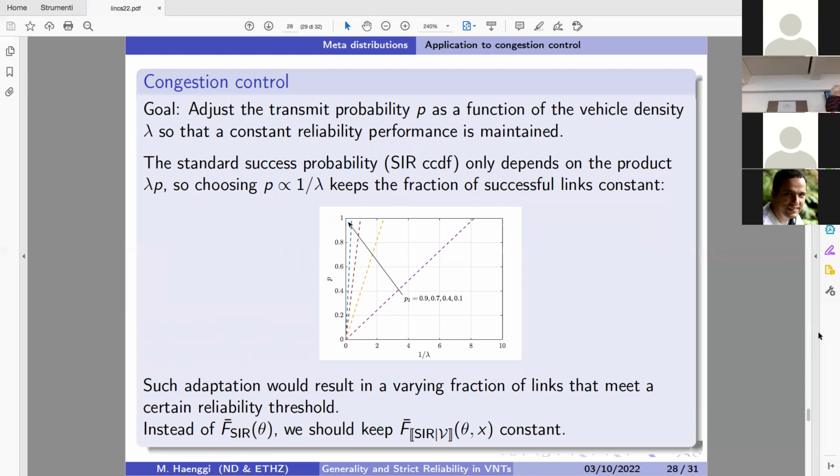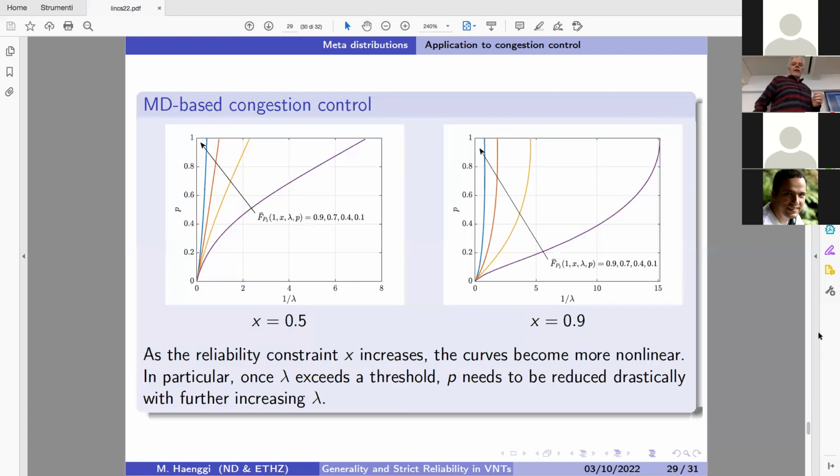So we want to have 0.9 in the overall success probability. Then we choose, for example, if we have the density 1/4, we choose a transmit probability of 50% and we follow this line. But that means if we do this, we are changing the fraction of links that achieve a certain reliability. So instead of looking at this, we should look at the meta distribution, so that we can maintain, say, 95% of the vehicles achieving a certain high reliability.